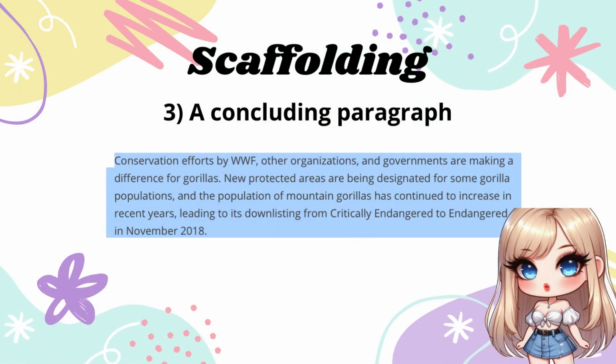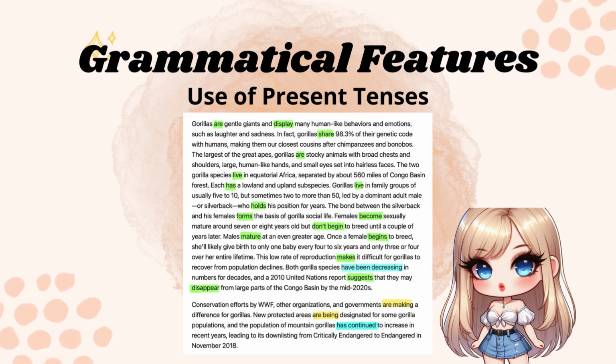Finally, we have a concluding paragraph in which the WWF explains the conservation efforts that they have taken in order to protect the gorilla. This signals the end of the text. Regarding their grammatical features, descriptive texts make use of present tenses such as present simple, present continuous, and present perfect. In this text, we have highlighted in green the verbs in present simple, in blue the use of present perfect, and in yellow the use of present continuous.